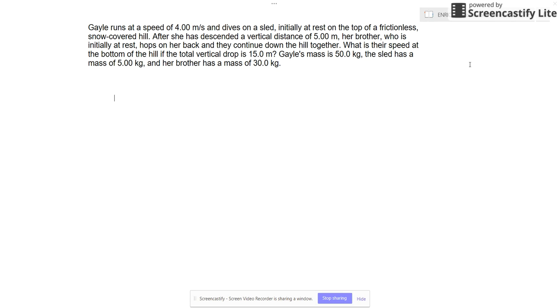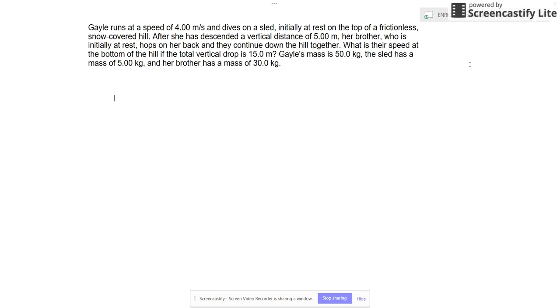Gail runs at a speed of 4 meters per second and dives on a sled. Initially, it rests on the top of a frictionless snow-covered hill. After she has descended a vertical distance of 5 meters, her brother, initially at rest, hops on her back and they continue down the hill together. What is the speed at the bottom of the hill? The total vertical drop is 15 meters. And then we got the givens.